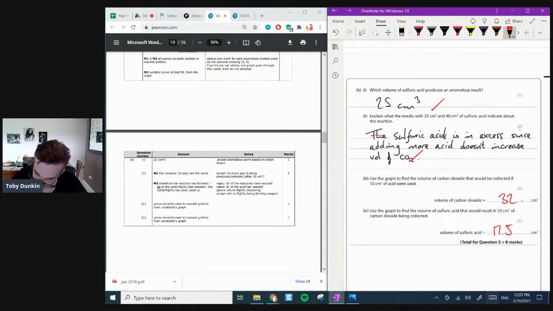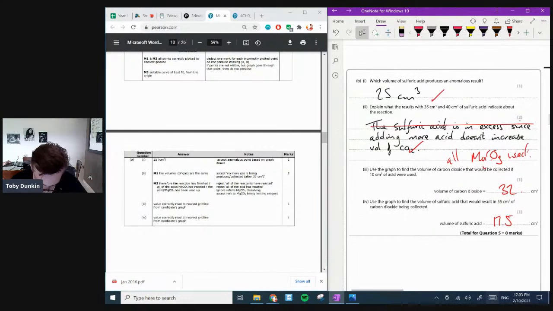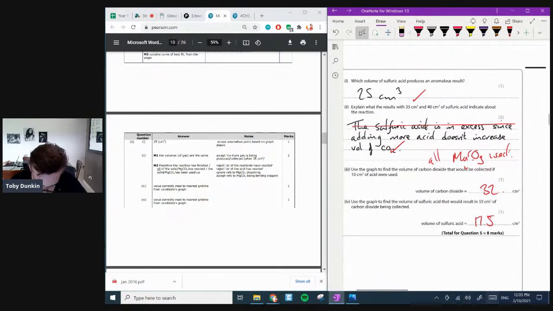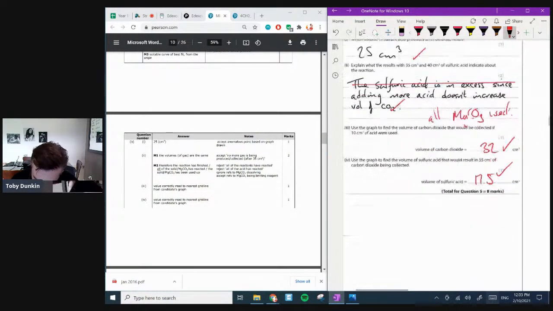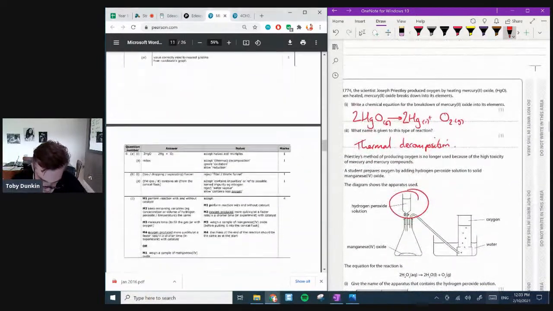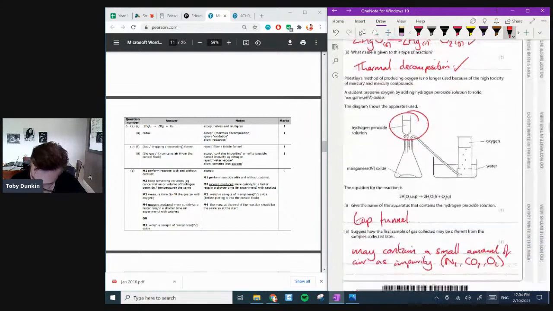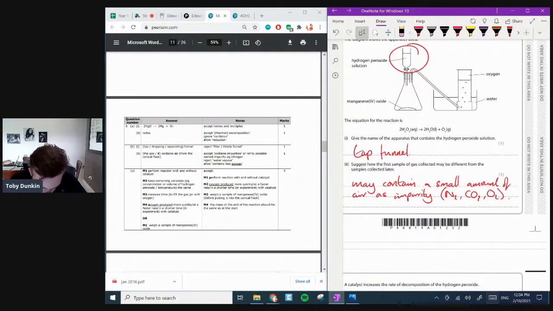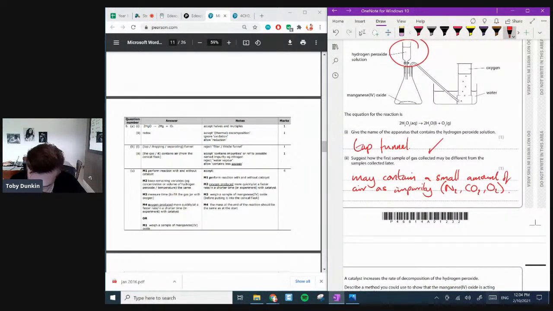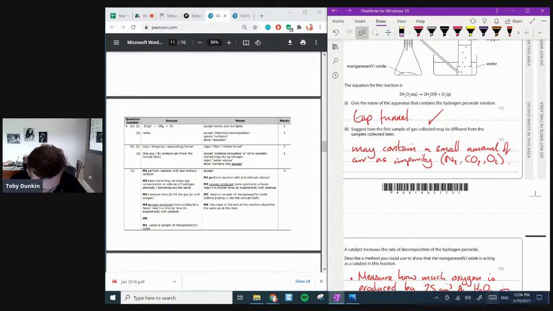So what they wanted there was for me to say all magnesium carbonate used up. Mental note. The value is correct on the nearest line of the grid. Okay, so they actually don't give a range so much as read off their graph. Hydrogen, mercury, good. Oh, redox. Except thermal decomposition. Tap funnel. May contain small amounts of air. Contains air.